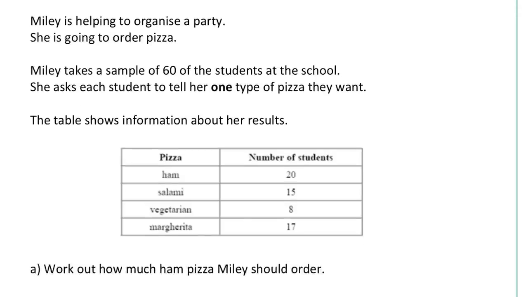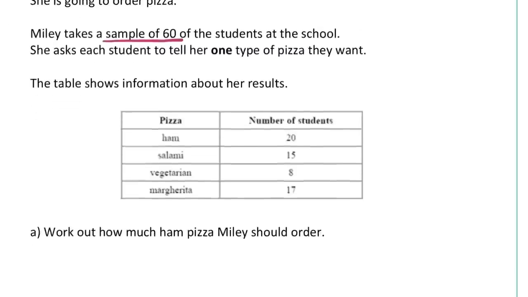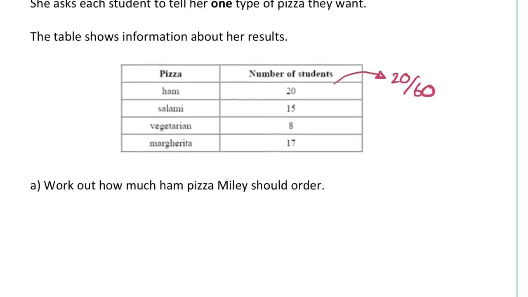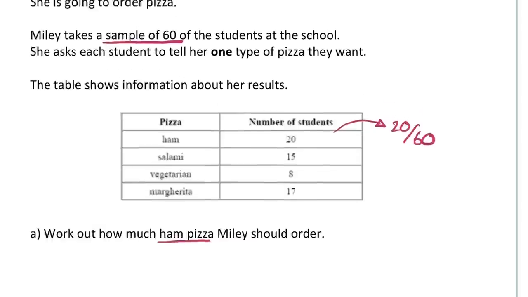So it tells us this is a sample of 60. So whichever one we are looking at as a fraction, we can write out of 60. So the ham pizza is 20 out of 60, and each subsequent one is out of 60 as well. So salami is 15 out of 60, vegetarian is 8 out of 60, and margarita is 17 out of 60. So we want to look at the ham pizza. So that's good because that was the first one. It's the first one we've written down.